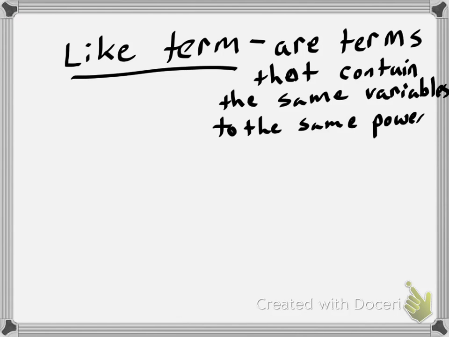So like terms, what are they? Like terms are terms that contain the same variables to the same power. Now, terms of an expression are parts that are added and subtracted. So anything that's added or subtracted is a term. You've already gone over this in 7th grade pre-AP, but I'm going to show you some more. Here are some examples.